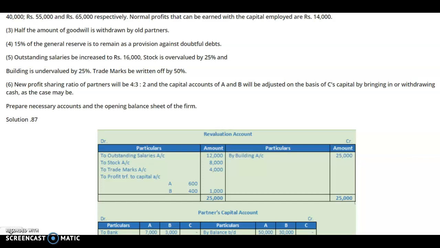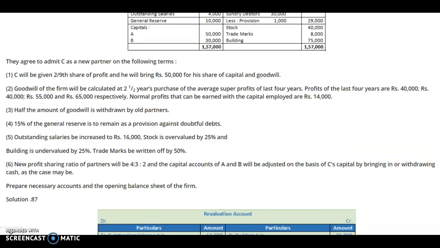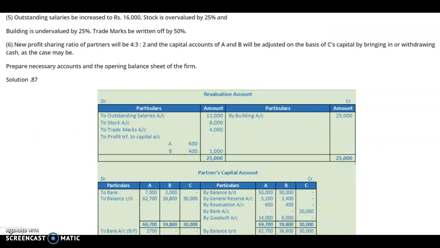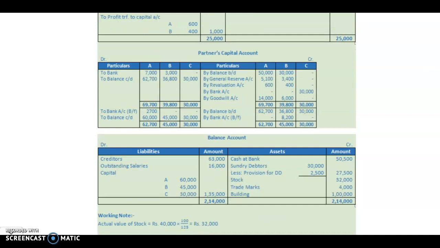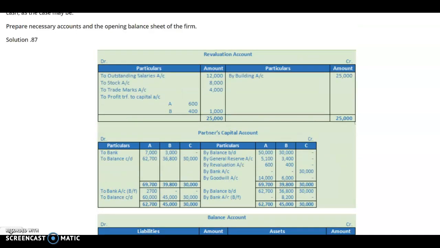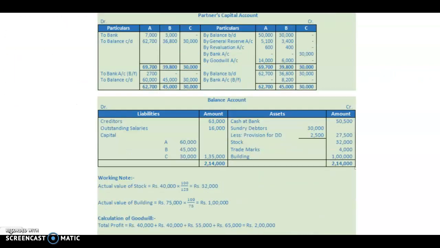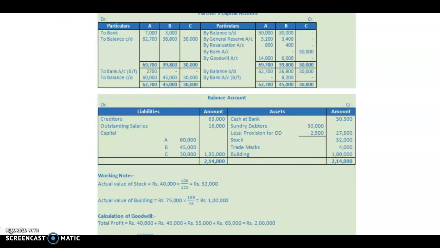So accordingly we will find out the total capital of the new firm. Now we had calculated 30,000 is the capital for a 2/9 share. On this basis we will find out the total capital of the firm, that amounts to 1,35,000. How? 30,000 into 9/2, the reciprocal of this. That capital will be divided in the new ratio. The new ratio is already given, 4:3:2. We would find the capitals 60,000, 45,000 and 30,000.